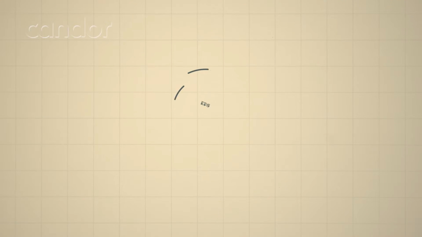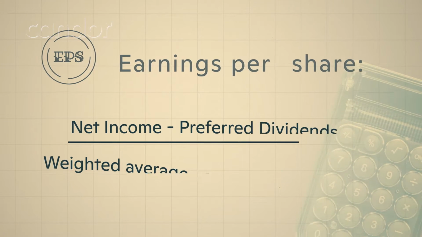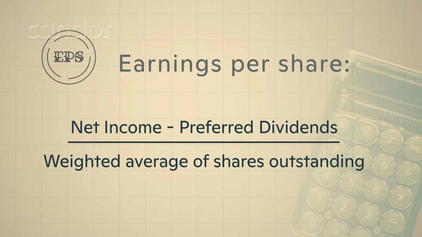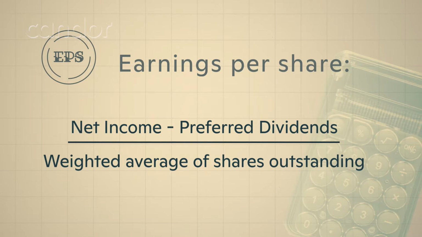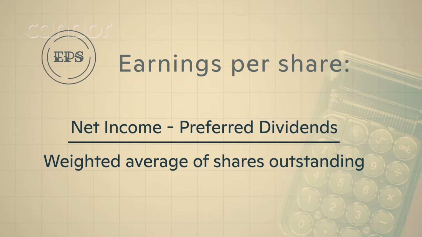EPS, or earnings per share, is a financial metric used to compare companies. Earnings per share is calculated as a company's profits divided by the number of outstanding common stock shares. EPS is calculated with the following formula. Earnings per share equals net income minus preferred dividends divided by the weighted average of shares outstanding.